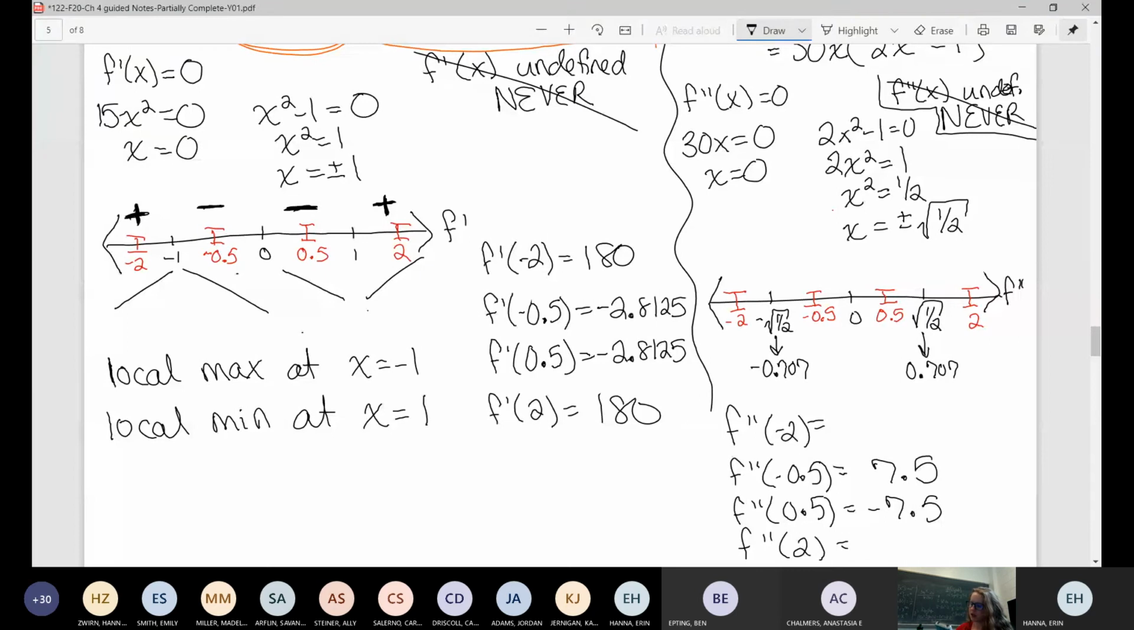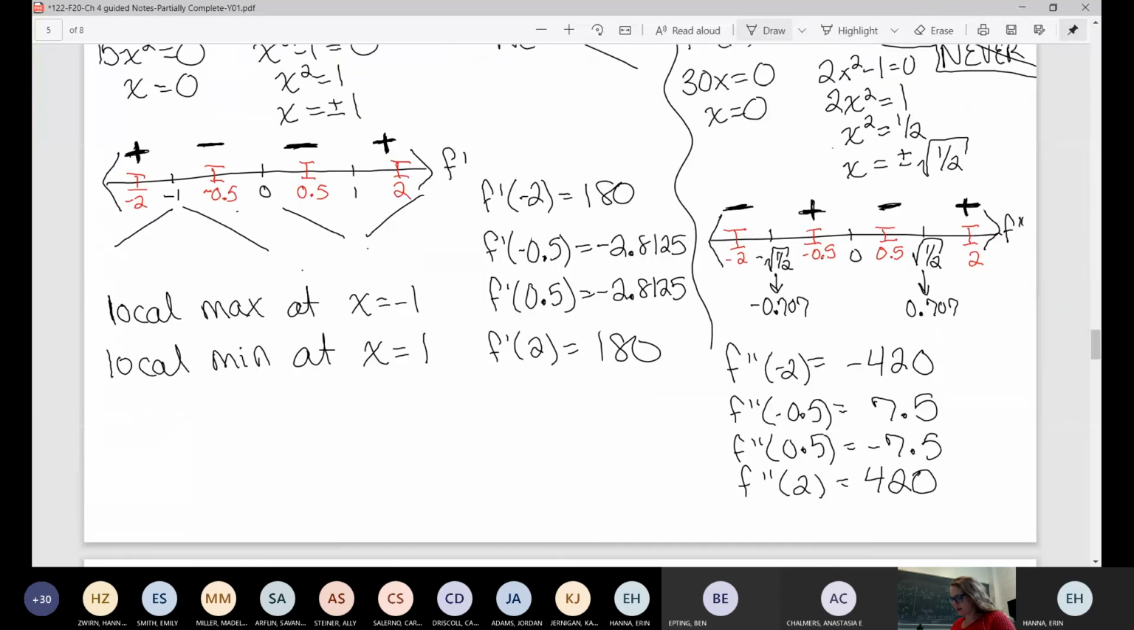When we plug in -2, we get negative 420. And then positive 420 when we plug in positive 2. Remember, we don't really care about what the number is, we just care about the sign. So -2 gave us a negative, negative 0.5 gave us a positive, 0.5 gave us a negative, and positive 2 gave us a positive.